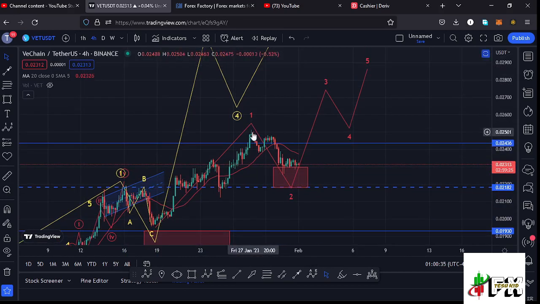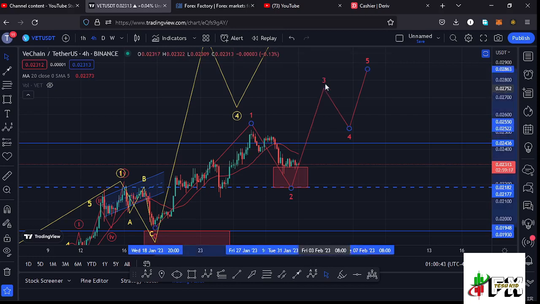And for us to have enough confirmations that we are back into the formation of that wave 3, we need to manage to break above the wave 1 high, which lies at around the $0.02514 mark. So once we manage to break above the wave 1 high, then that will be enough confirmation that we are back in the formation of that wave 3.